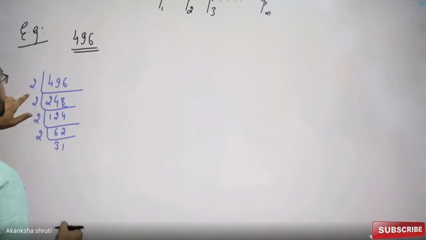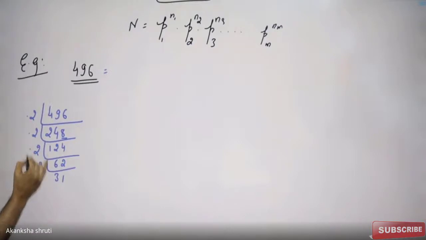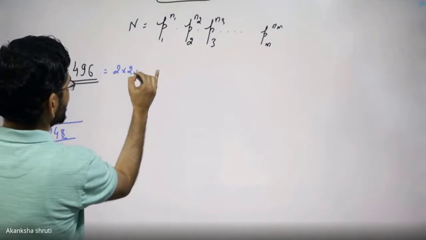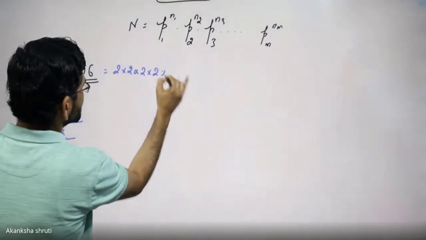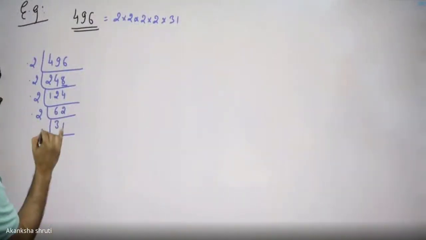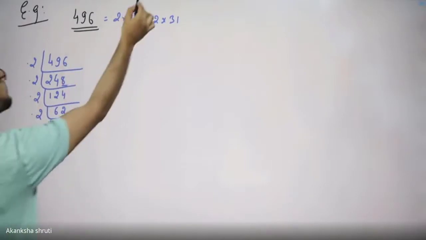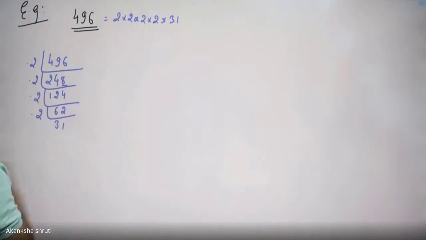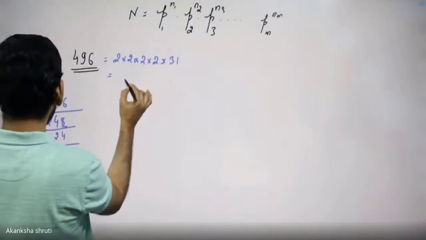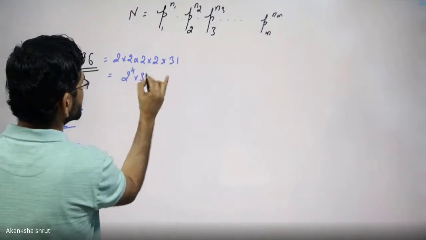Students, it means this can be written as 2 into 2 into 2 into 2, 4 times the 2, and the last one is 31. Many a time we also write 31 and then 1, but there is no need to write that. You can leave it at this much. Here 2 is coming 4 times, so we can write it in exponent form as 2 to the power 4 into 31.